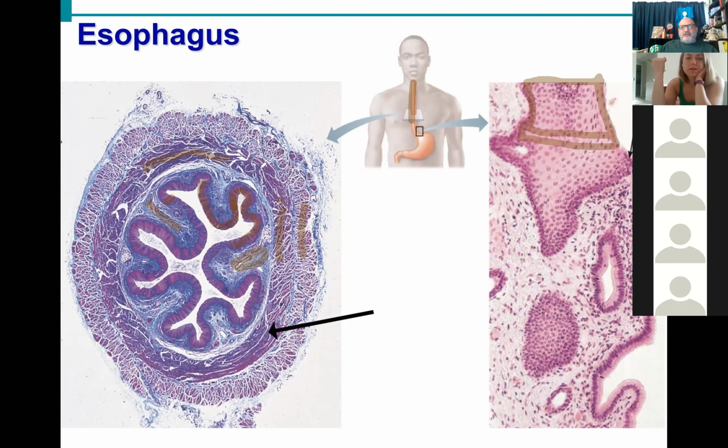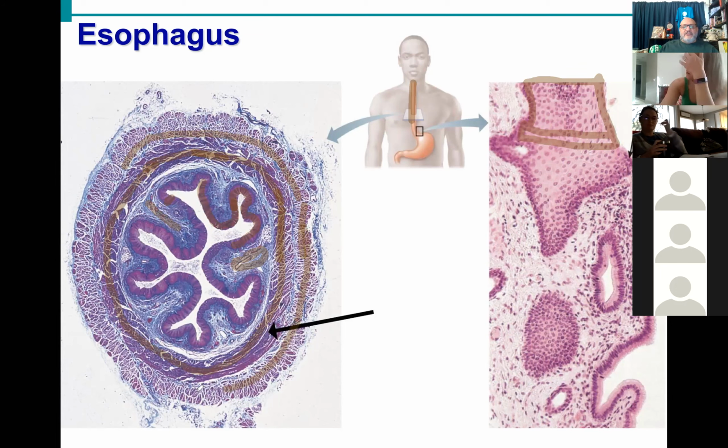The muscularis. What type of tissue is our muscularis? Smooth muscle? Smooth muscle, excellent. This inner layer, what is the orientation of this inner layer? Circular. Circular. What is the orientation of the outer layer? Longitudinal. Longitudinal. And what would be on the outside of this?